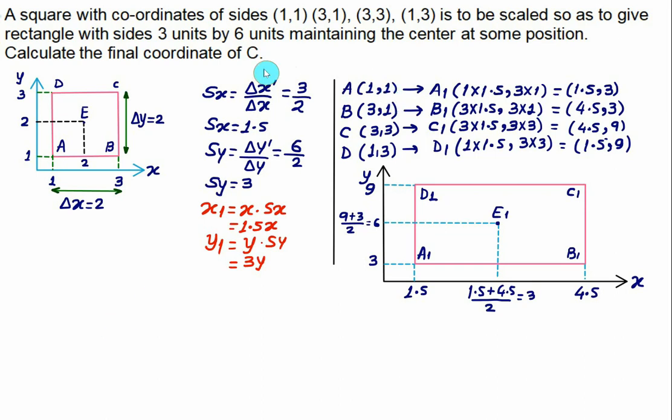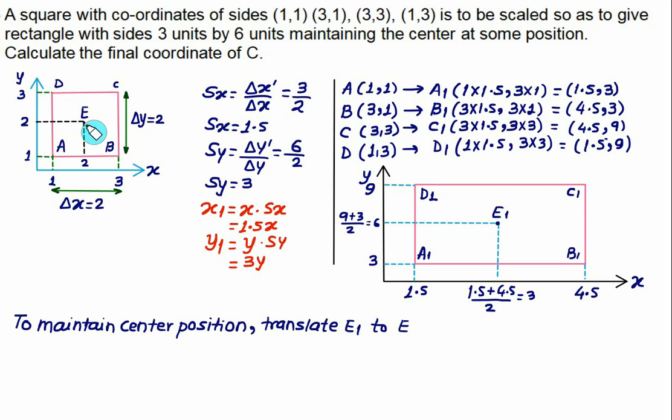And then we are interested to know what is the final coordinate of point C. To regain the original center E, we have to translate E1 to the position E. Now, since we have to translate E1 to E, we require the value of Tx. So the required translation will be the x coordinate of E that we desire minus the x coordinate of E1. The x coordinate of E is 2 and the x coordinate of E1 is 3. So if you translate by -1 unit, 3 will shift to 2.